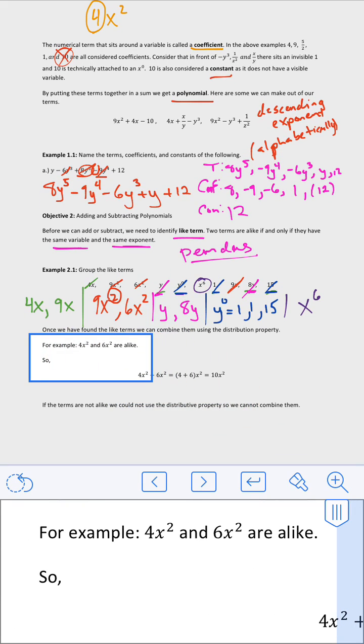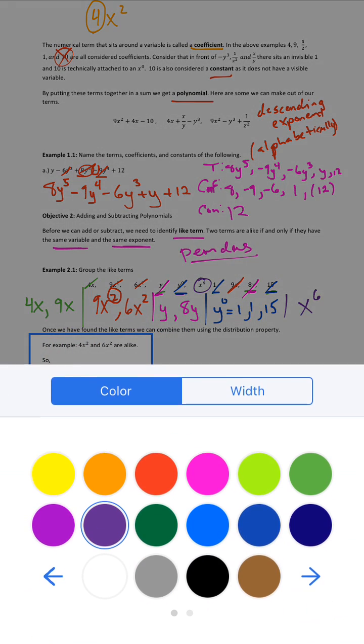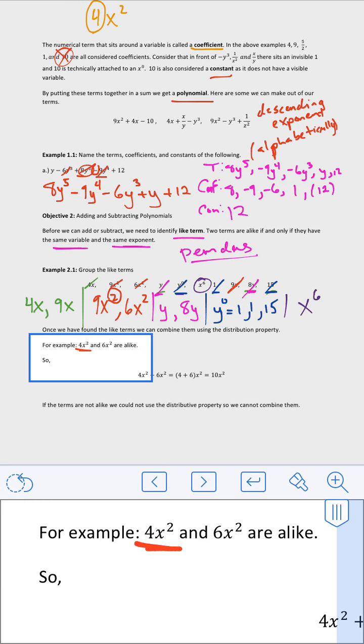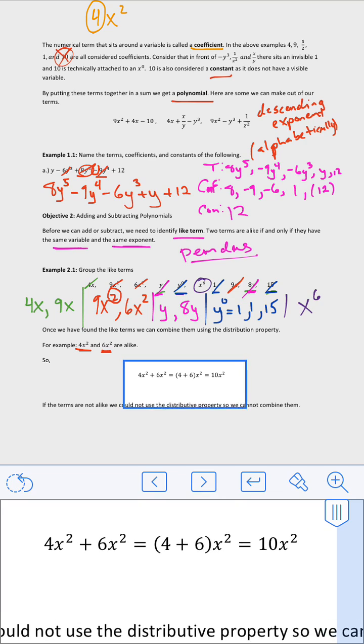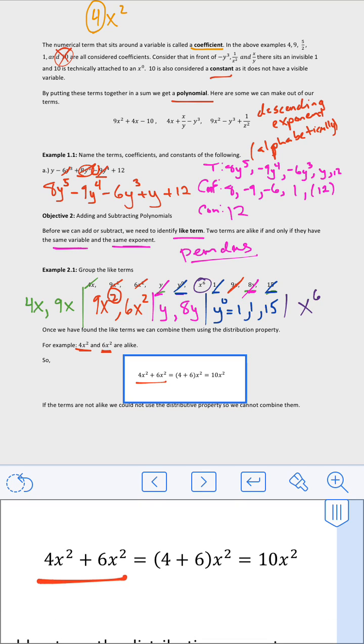Alrighty. So take a look at this. I've got two like terms here, 4x squared and 6x squared. They both have x's and are squared, right? Now because of that, if I wanted to add them together, right? I could go ahead and do that. And because they have the exact same thing on the end, I can take that thing out.